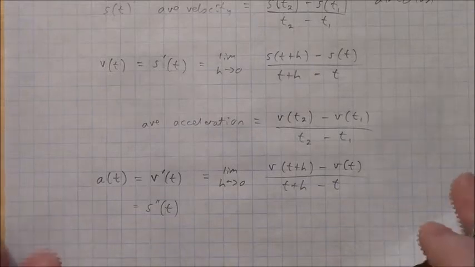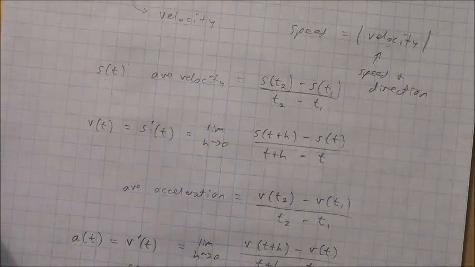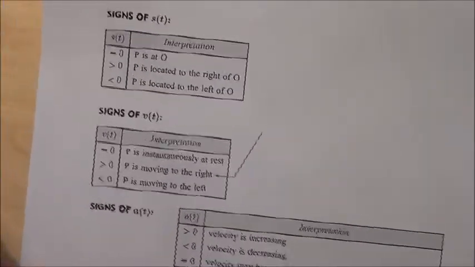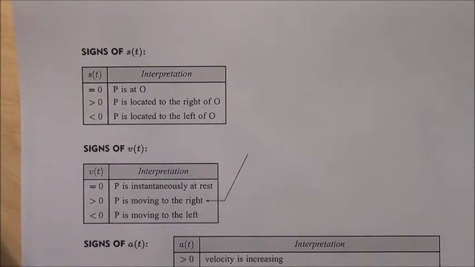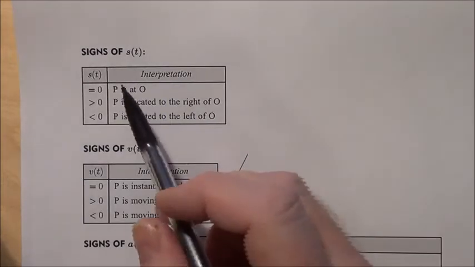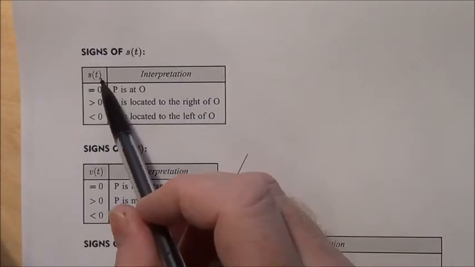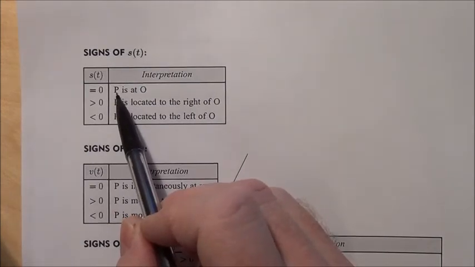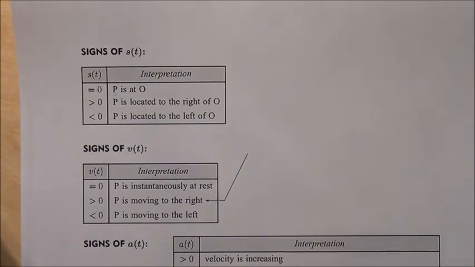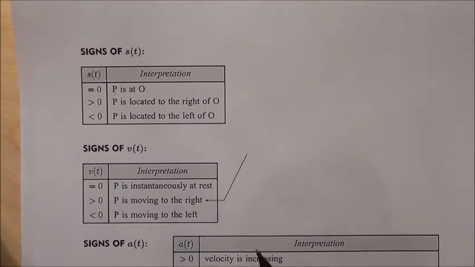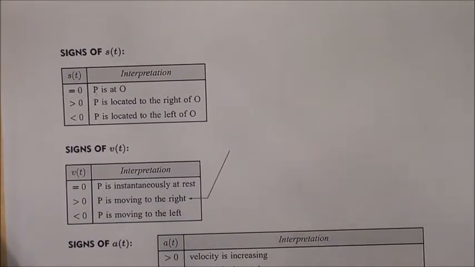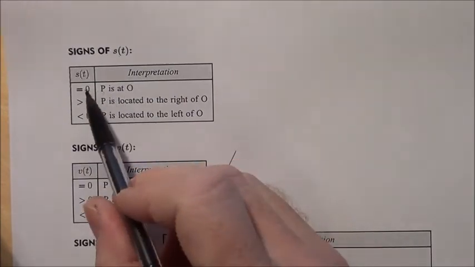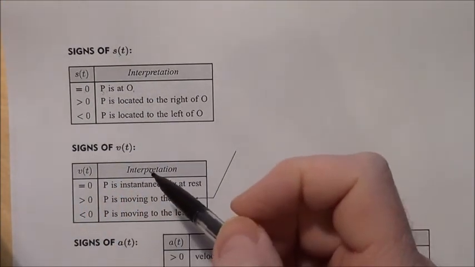Okay. Now, one little thing that we will take a look at are some signs and the significance of some of these signs. When we look at the signs of the displacement function, if the displacement function is equal to 0, then that means the object or particle, because usually we use the word particle so that the object doesn't have any size or mass to get in the way of the interpretation of the exact point where it is located, is at the origin, at this reference point O.